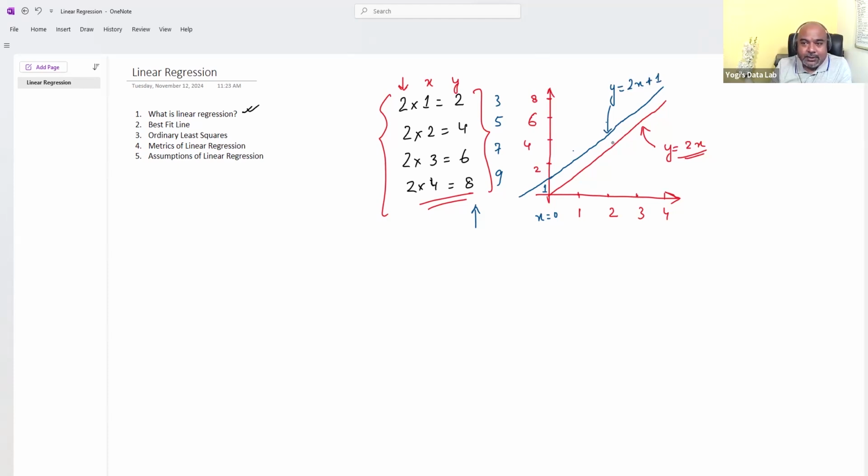So what does it tell you? It tells you that if I have some points lying here, the equation changes and I move the straight line up by 1 unit on the y-axis. So here in this equation, y is equal to 2x plus 1, this is known as the intercept.